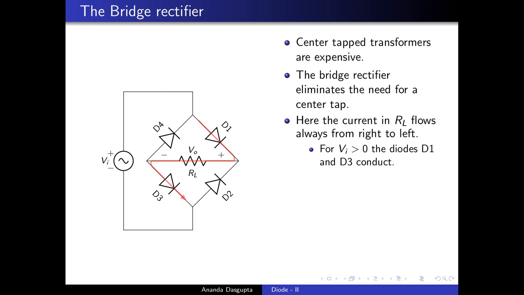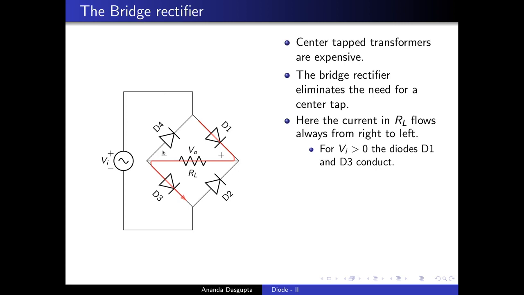So what is the maximum value of the reverse voltage across D4? That's of course nothing but the maximum value of Vi, which is Vp. So that's how we conclude that at least for this particular diode, the peak inverse voltage which it feels is Vp, the peak value of the voltage signal.